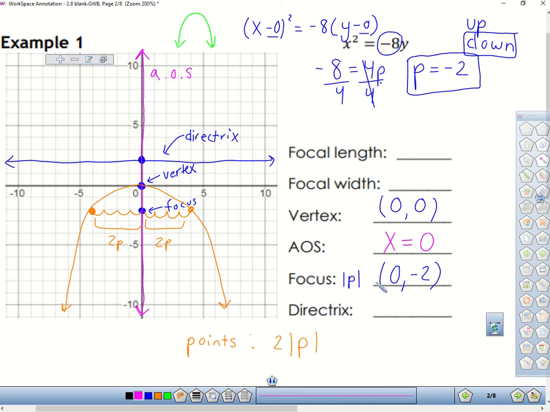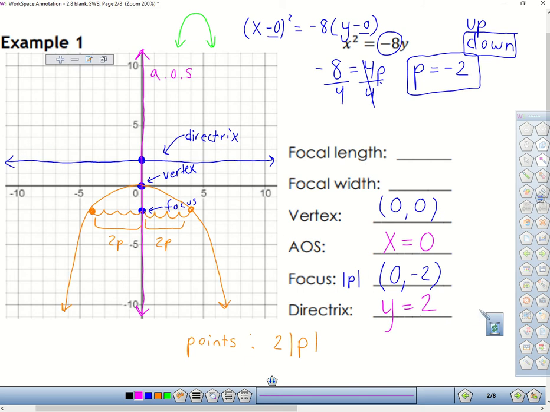Now, your directrix and your axis of symmetry are always perpendicular. You guys remember what perpendicular looks like? See how these are always perpendicular to each other. And your directrix is y equals 2 in this case. It's a horizontal line.